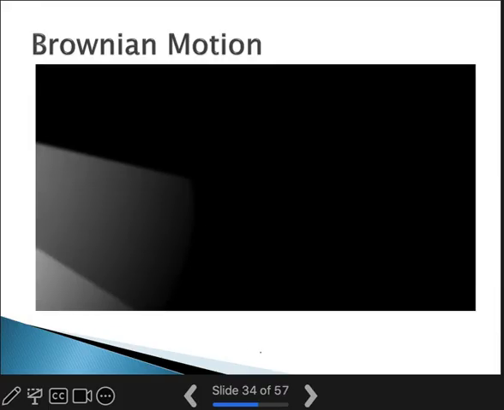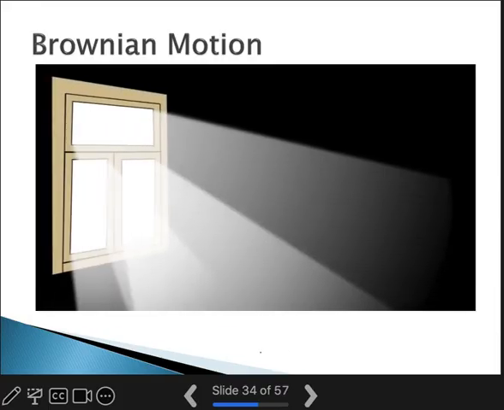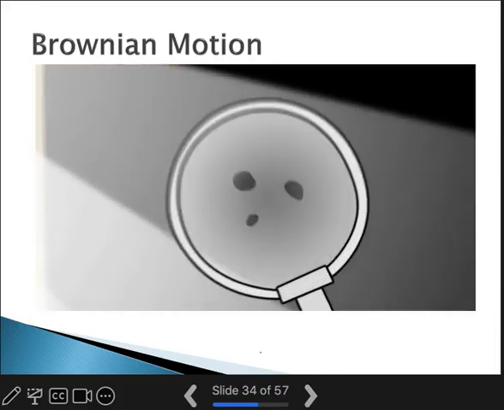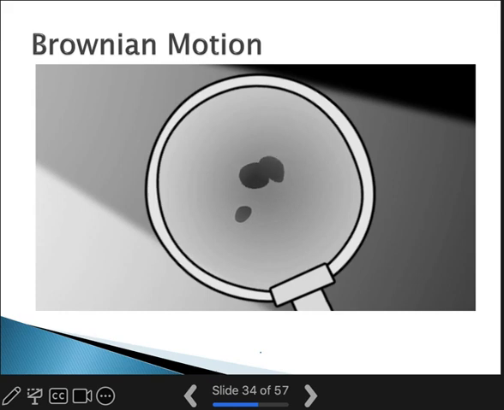The air is still, and the bright lights are streaming through the window. What do you notice about the dust particles, the black circles, as they pass through the beam of light? Pause the video and think about this. Press play once you've made up your mind. The answer is that the dust particles are moving randomly. Did you see it? The dust particles are not always moving downwards, but are moving in all directions.